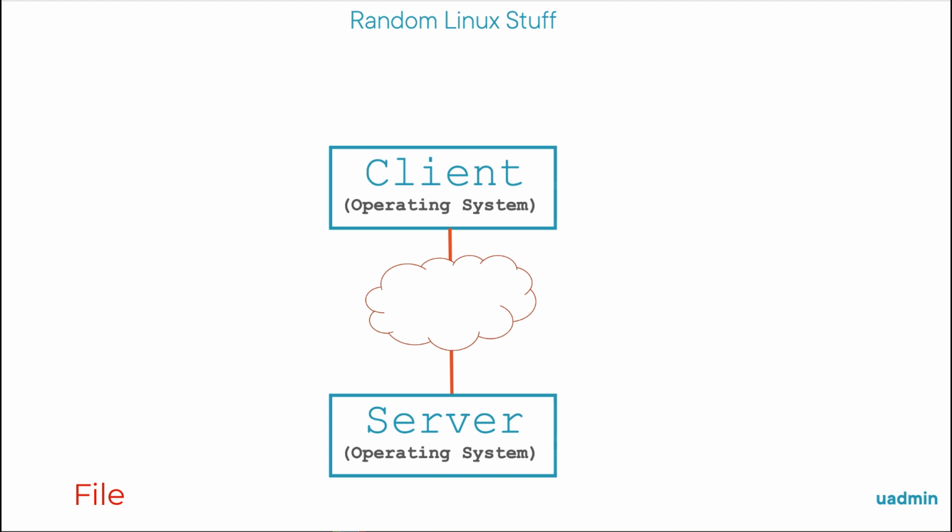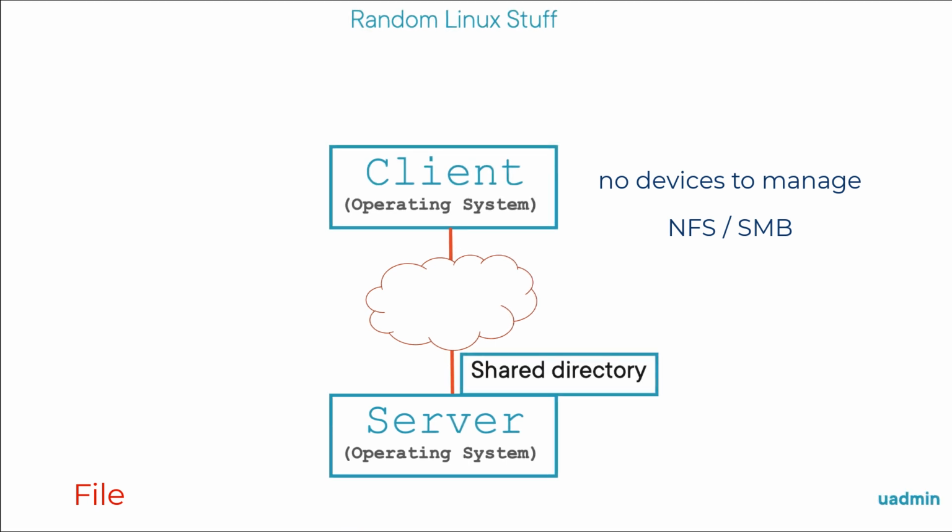Now let's have a look at file level storage. File level storage, or file level access, is precisely what it says. The client operating system is no longer able to manage the blocks it writes, let alone manage the device. The operating system needs helpers to access files, which are not local but remote. And these helpers are file level protocols like NFS and SMB, Network File System and Server Message Block.